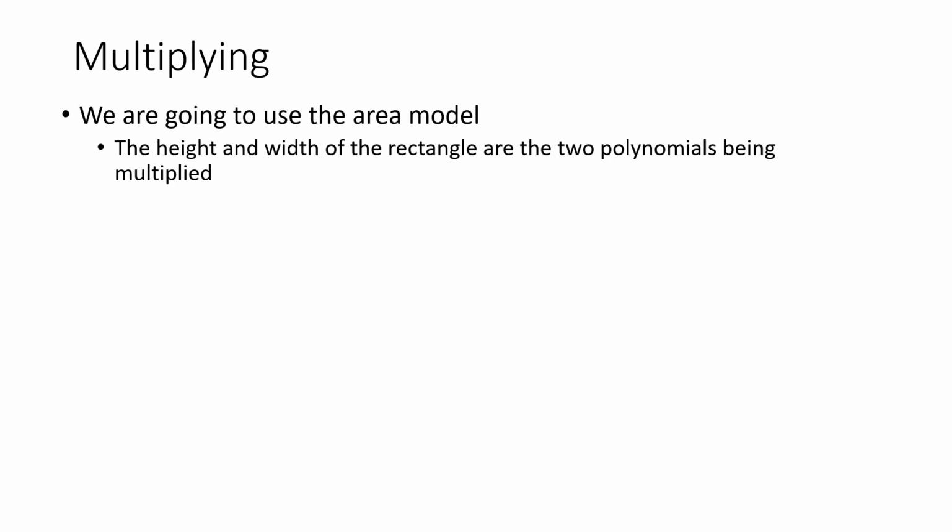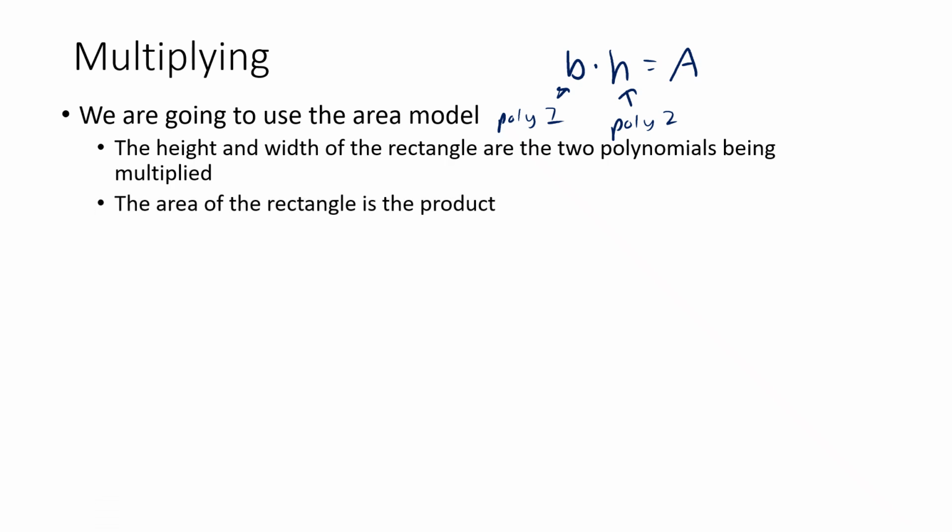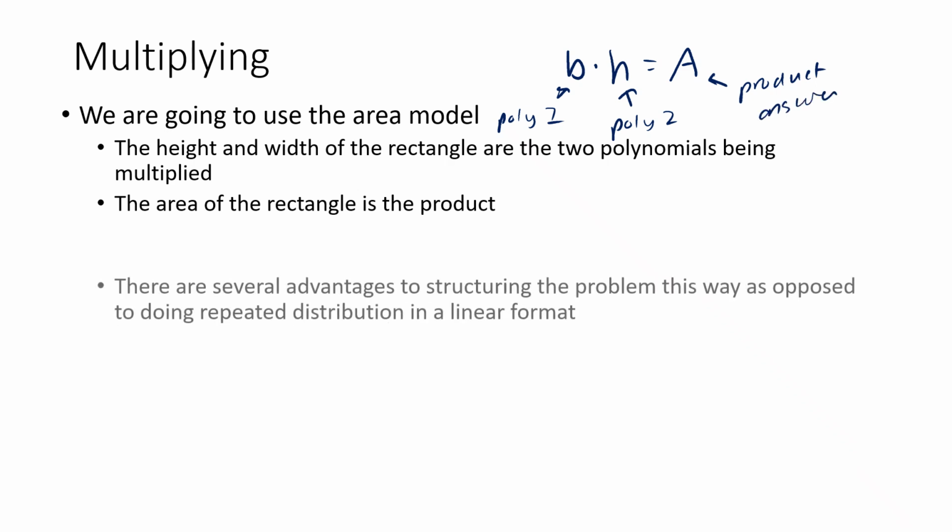So if you think about it like you have base times the height, and that gives you the area. This is going to be polynomial 1, and this one's going to be polynomial 2. And then the area is the product, or essentially our answer. So we're going to be looking for the area inside the rectangle.